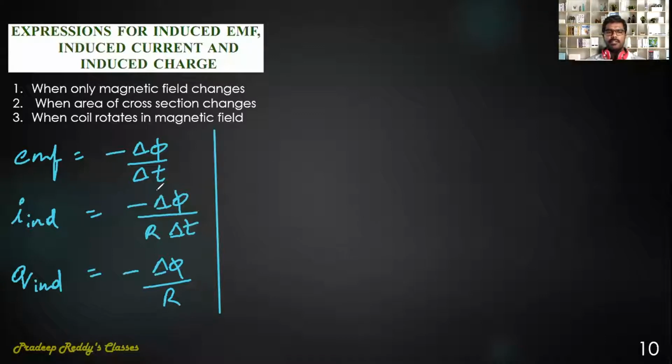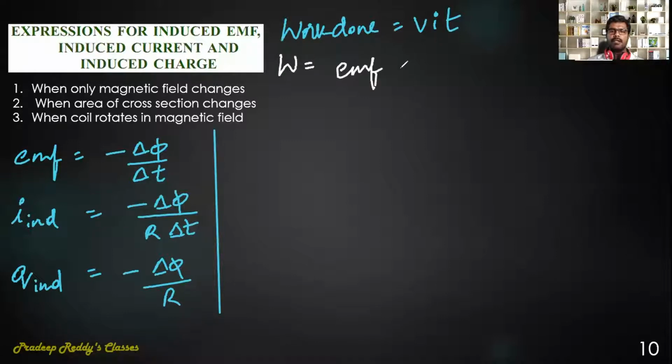So we have got these equations: induced EMF, induced current, and induced charge. And you can even calculate work done in the circuit. Work done is equal to VI into T. Therefore, work done W is equal to EMF induced into I induced into time taken T. So therefore, work done can be written as delta V into Q. This is induced and this is induced.